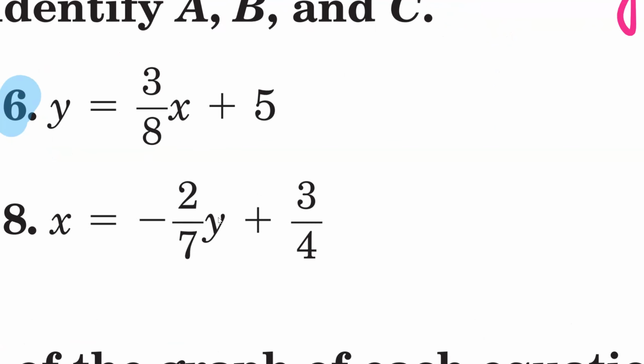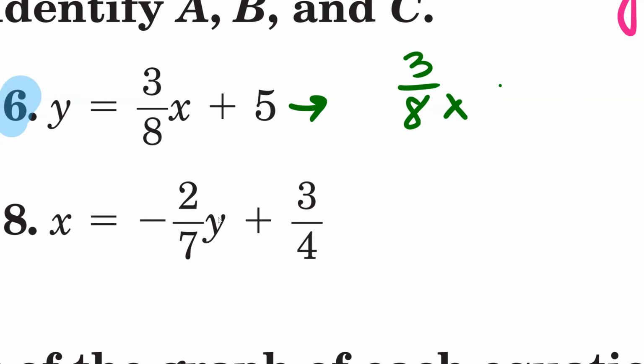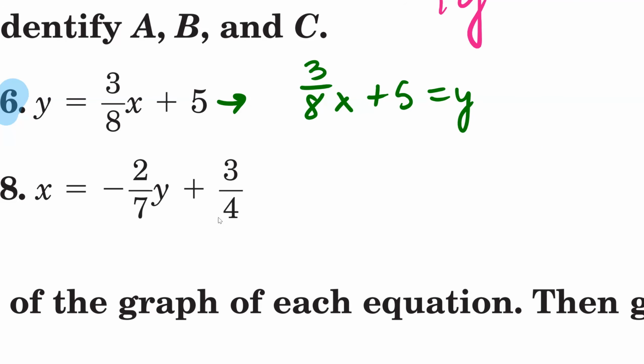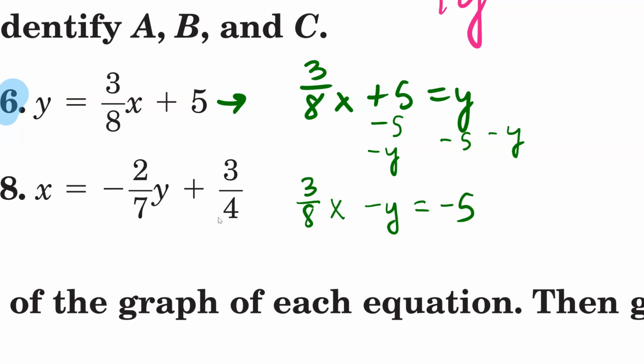All right, let's try this one. So I'm going to write this as 3/8 x plus 5 equals y. So I need to move it so it's x plus a y equals a number. So I'll subtract 5 on both sides, and I'll subtract y on both sides. So 3/8 x minus y equals -5. So we're done, right?